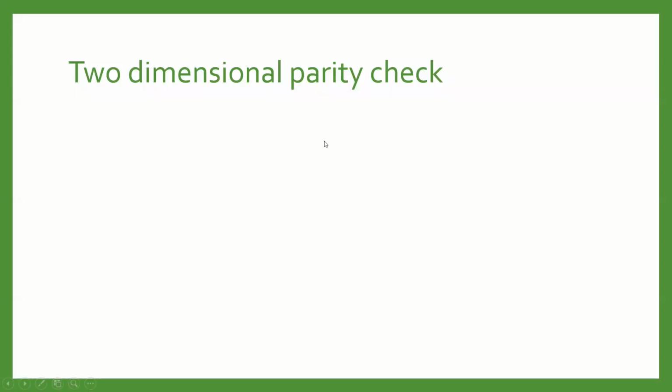Hello everyone. Today we are going to discuss two-dimensional parity check from computer networking data link layer, that is error detection methods, right? We have already discussed two error detection methods, that is VRC, vertical redundancy check, and LRC, longitudinal redundancy check. The third we have to talk about is two-dimensional parity check, which is nothing but the combination of VRC and LRC.